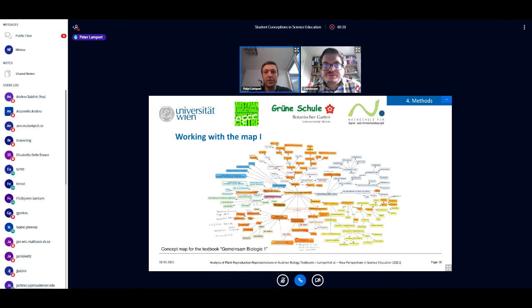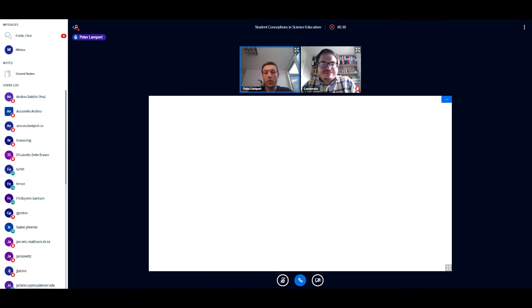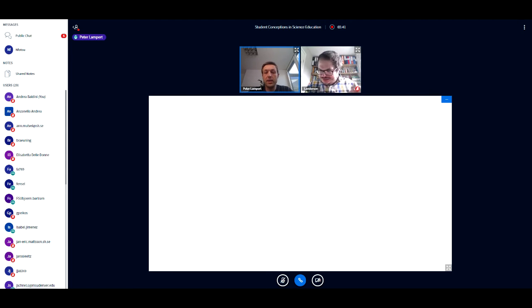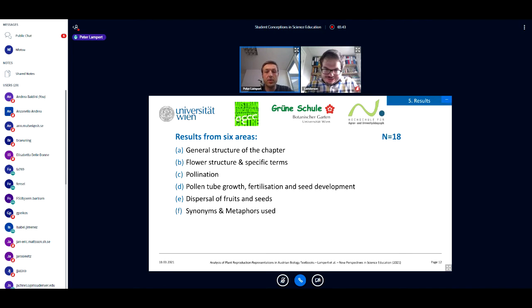It looks a bit complicated. You don't have to get everything from it. So we just had this map, and then we marked everything we saw in the chapters. And then we deleted everything which was not present. And so we had a good overview on each book, which was then transferred into a table for further comparisons. And so this made an easy analysis possible.